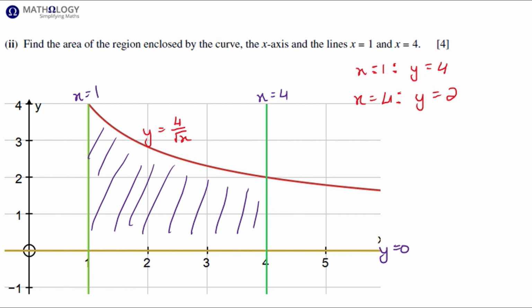And just for the purposes of this video, we're only going to put these two values in. So when x equals 1, we have y equals 4. So there's that first point there. And when x equals 4, we have y equal to 2.